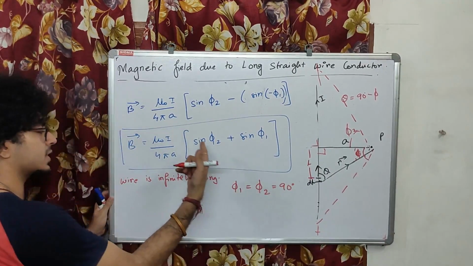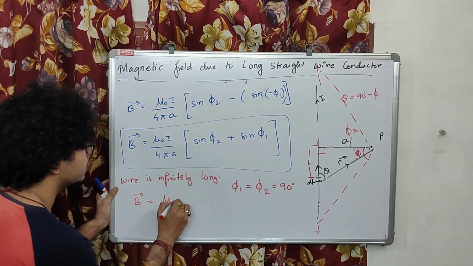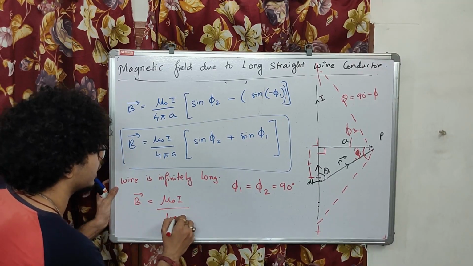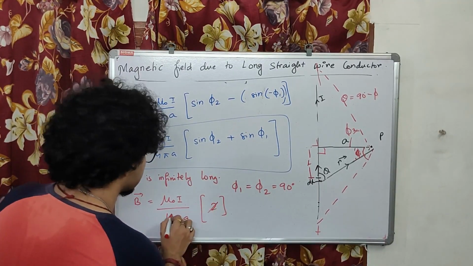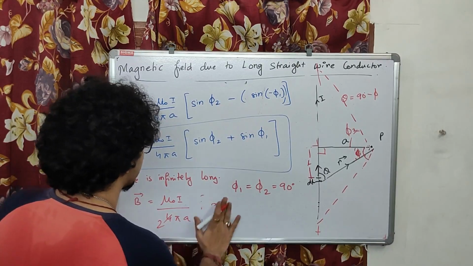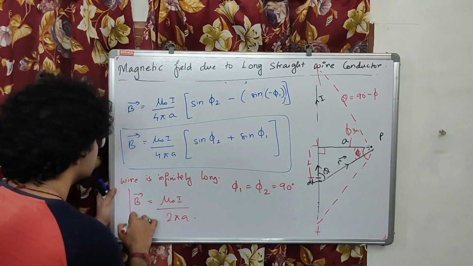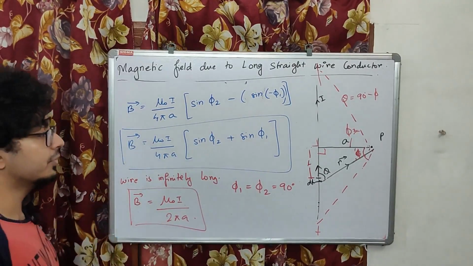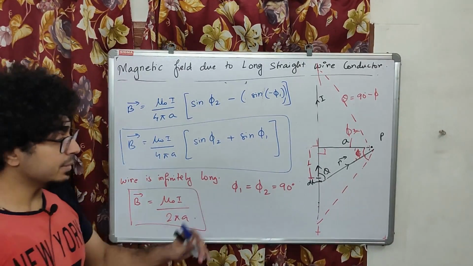So if you put sin 90 plus sin 90, the B comes out to be mu naught I by 4 pi a, and sin 90 plus sin 90 is 2, so this cancels. So ultimately the formula comes out to be mu naught I by 2 pi a. So this becomes the formula of magnetic field for an infinitely long conducting wire.